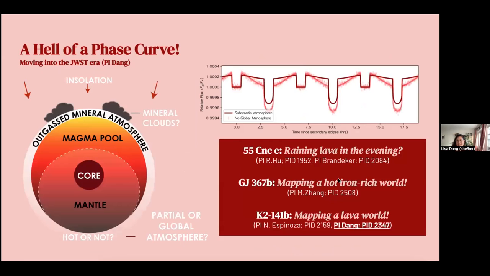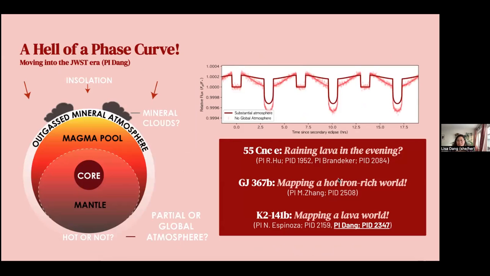I talked about Hubble, but the reason I'm talking about Hubble here is that JWST is going to be able to do very much the same thing that Hubble did, with better precision but at a different wavelength. So it has access to different molecules and different absorption features that Hubble would not have been able to see, or would not have had the precision to see.